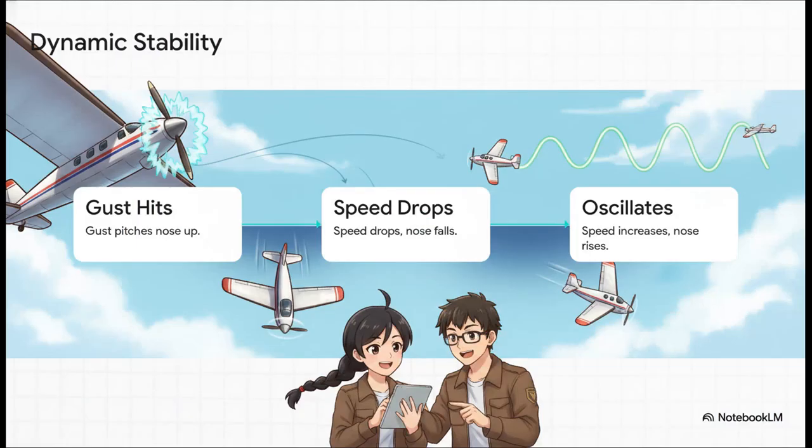Now, dynamic stability, on the other hand, is the aircraft's response over a period of time. Let's look at how positive dynamic stability actually diminishes oscillations. Imagine a gust of wind suddenly pitches your nose up. Because of gravity, your airspeed drops, which decreases lift, causing that heavy nose to naturally fall into a dive. As you dive, your airspeed increases again, creating more lift, which pushes the nose back up into a climb. But this time, the climb is slightly less steep than the first one. Through a series of these gradually shrinking waves, which aerodynamicists call damped oscillations, the aircraft eventually settles back into perfectly balanced, straight and level flight all on its own.